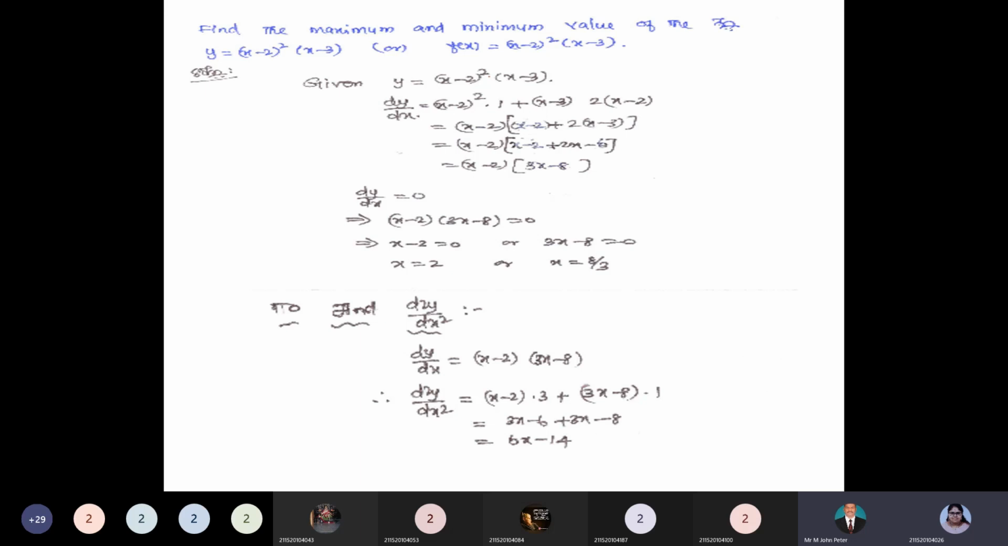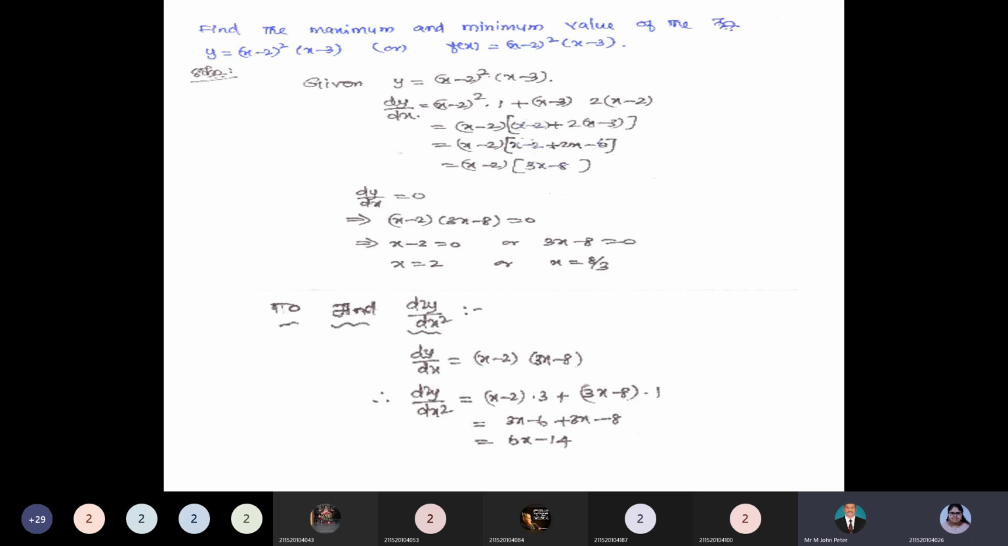We have to check at which point it is going to be a maximum value or minimum value. Sometimes we may get both points with equal value. So now check it with the second derivative. We have dy by dx equal to (x minus 2) into (3x minus 8). Differentiate this once again; that is the second derivative.